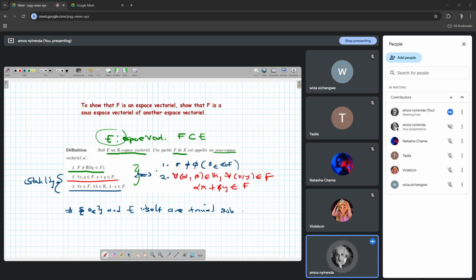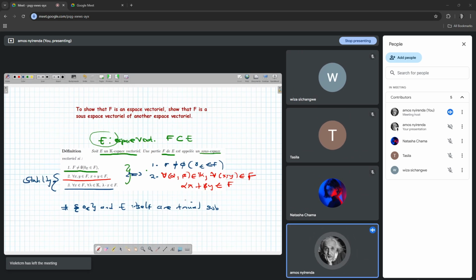subspaces. Now I'm going to write it in English. Subspaces is sous-espace. The identity element of E and E itself are trivial subspaces of E. So if E is an espace vectoriel, two trivial sous-espace vectoriel of E are the identity element of E and E itself. Now you can check. C'est bon?